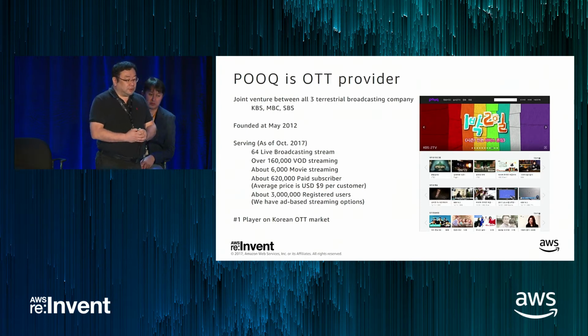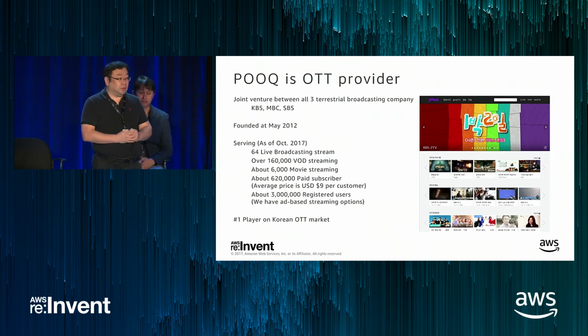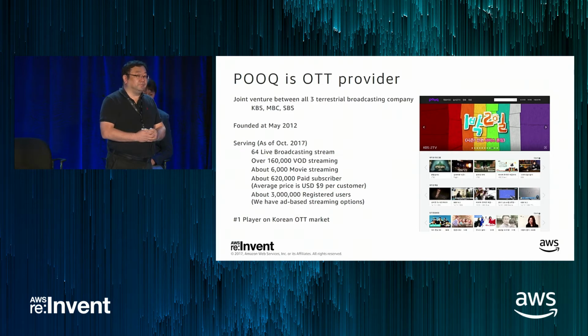Founded in May 2012, which is not that long ago, and we are serving, as of October, 64 live broadcasting channels, which is a little bit unusual for OTT. Usually OTT is more about VOD service, but we are providing live service as well, with about a 20-second delay from the real broadcasters.